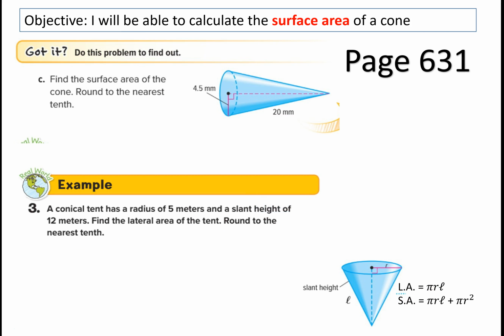All right, so we have another problem. How do you find the surface area? Now, if it says surface area, I want the whole thing. So surface area is pi times radius times slant height plus pi times radius squared. My radius is 4.5. My slant height is 20.